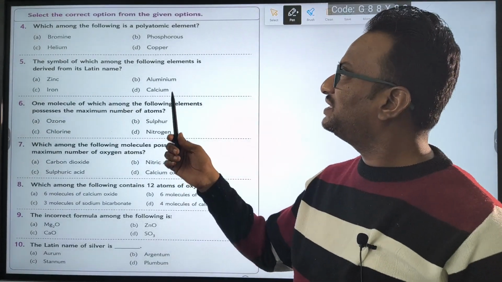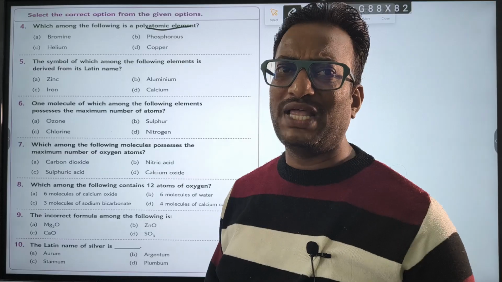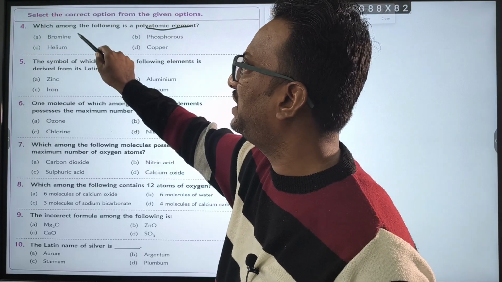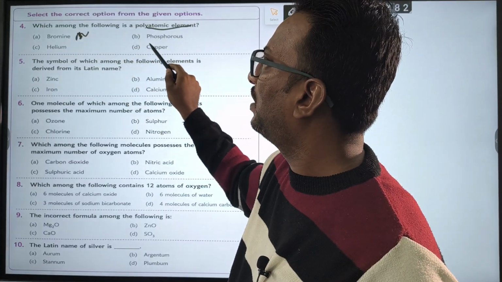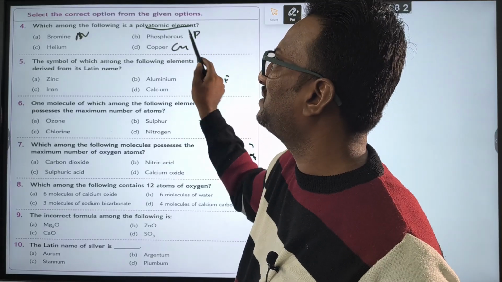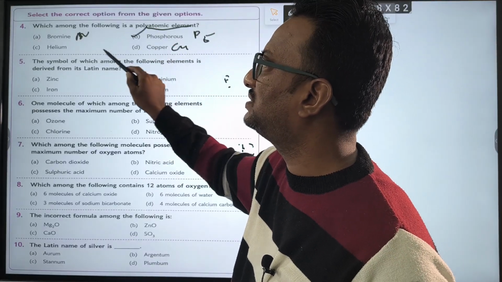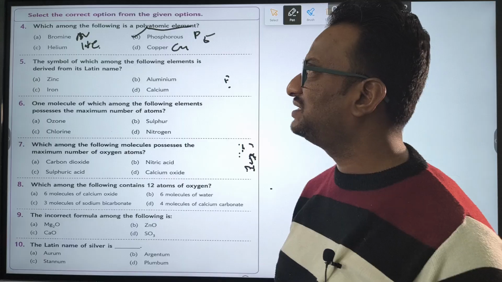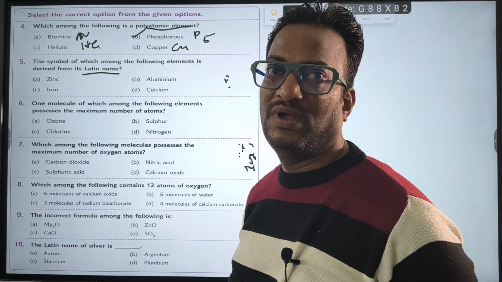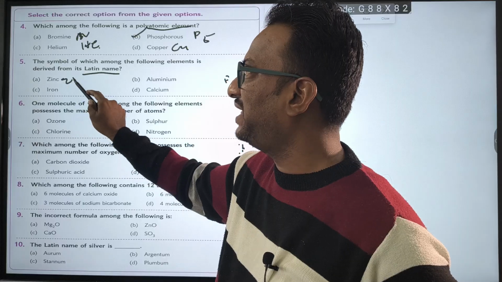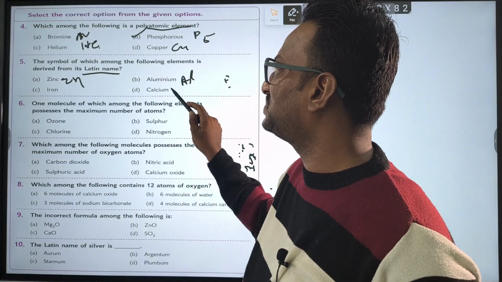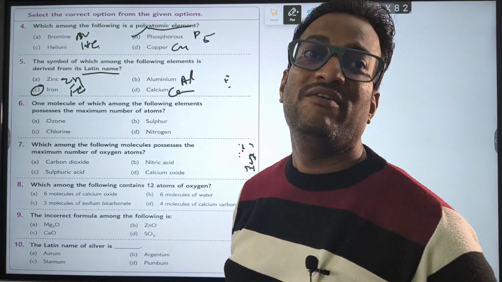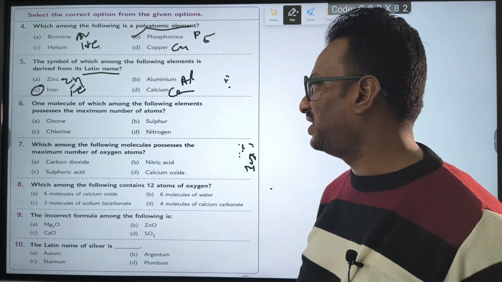Next one, which among the following is a polyatomic element? Poly means more than 3, or 3, 4 like that. Okay, bromine Br, helium He, copper Cu, phosphorus P. Phosphorus is a pentavalent element, 5. So the answer is phosphorus. The symbol of which among the following elements is derived from a Latin name? Actually zinc is directly written as Zn, aluminum Al, calcium Ca, and iron is Fe. It is derived from the Latin word ferrum. Okay, so that is the only thing.